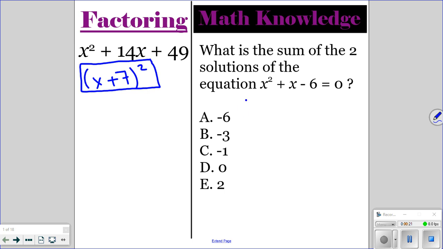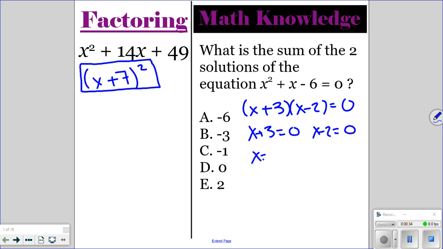For the math knowledge question, you have to factor it like that. And then x + 3 = 0, and x − 2 = 0. So that means x = −3 and +2. And it says, what is the sum of the two solutions? So what is −3 + 2? They add up to −1. So that's your answer for it.